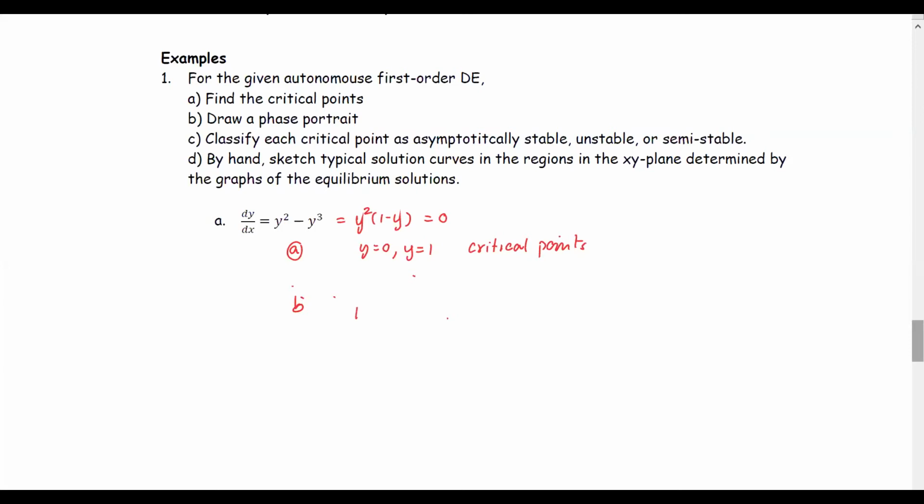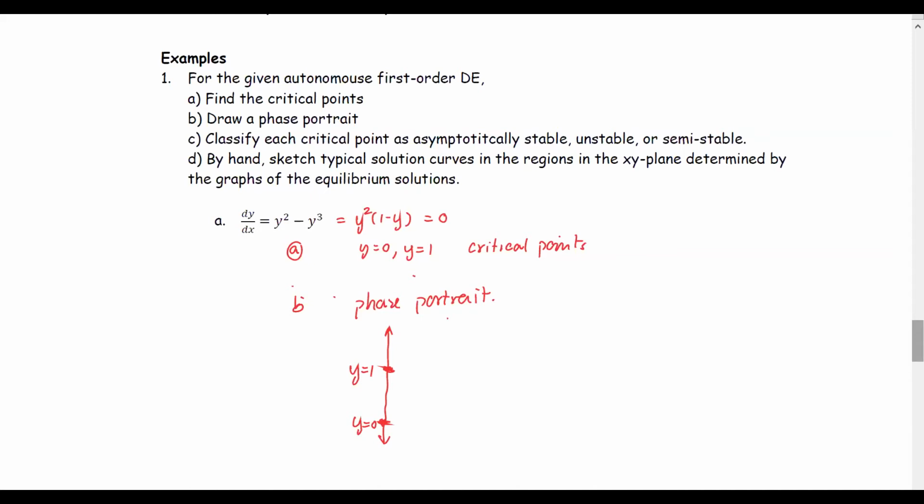And part B, we're going to draw the phase portrait. The phase portrait is the vertical line representing the sign of the autonomous differential equation with the position of the critical points. For this case, critical points are y equals 0 and y equals 1. So we determine the sign of dy/dx in each interval.